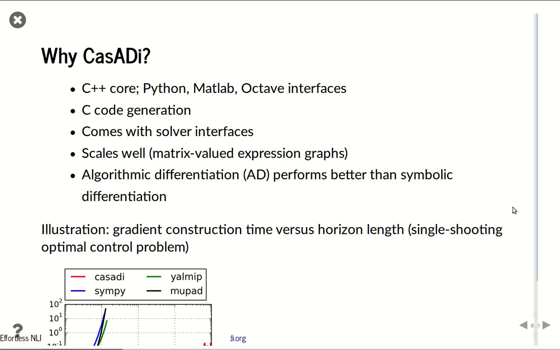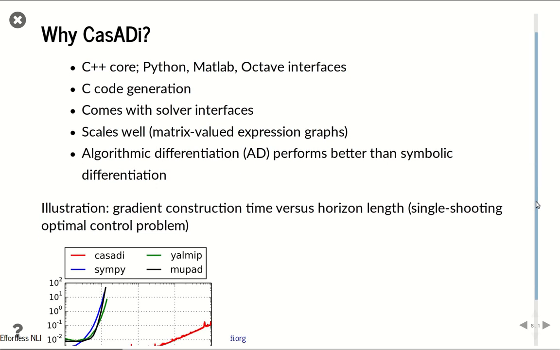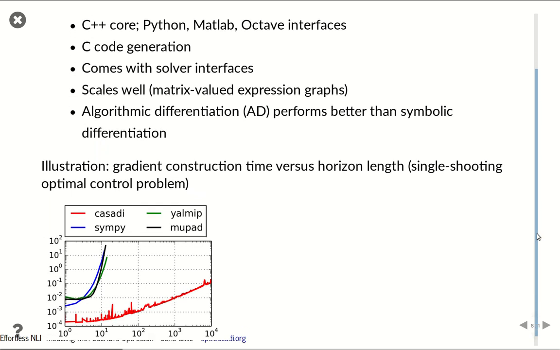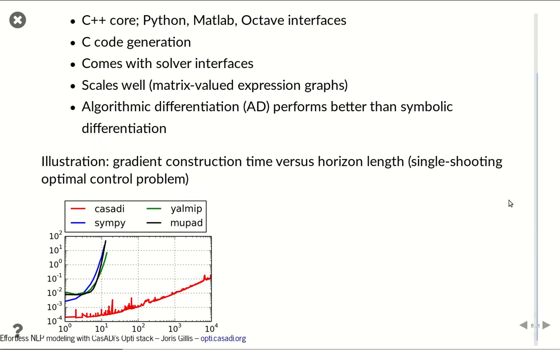Another interesting feature of CasADi is that we can generate C code. We ship a lot of interfaces to solvers. We do a fair job at scaling well for large-scale problems, and this is mainly because we have an efficient AD implementation. Algorithmic differentiation just performs better than symbolic differentiation.